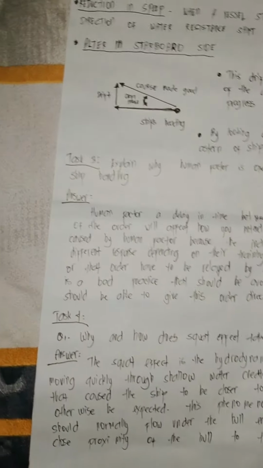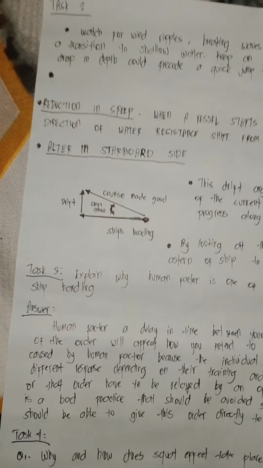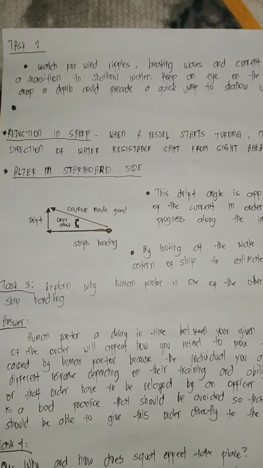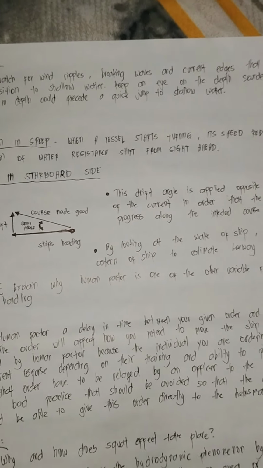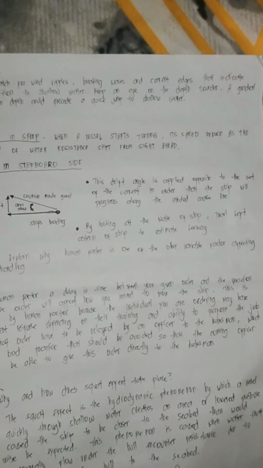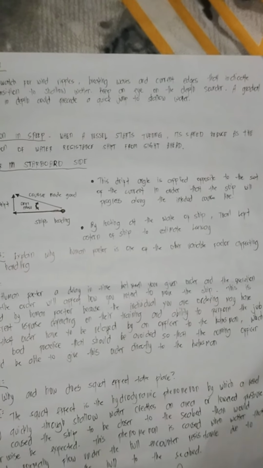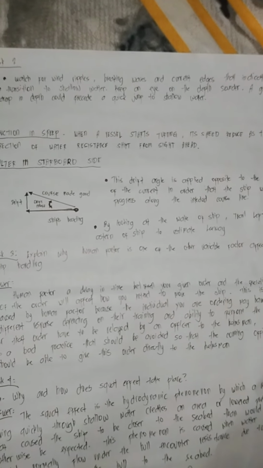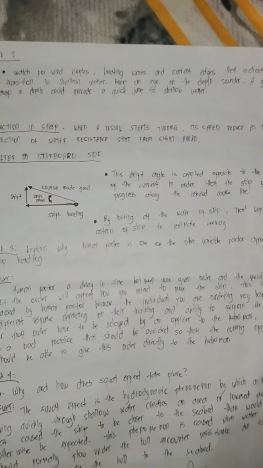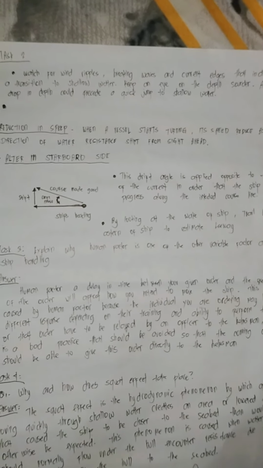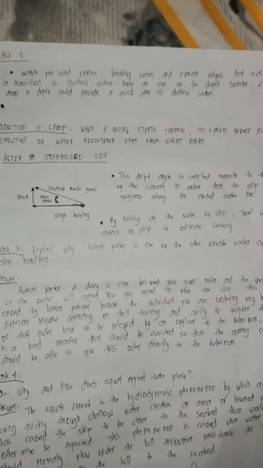Then Task 2, this is my answer. Look for wind ripples, breaking waves, and current edges that indicate a transition to shallow water. Keep an eye on the depth sounder: a gradual drop in depth may precede a quick jump to shallow water. Second, reduction in speed: when a vessel starts turning, its speed reduces as the direction of the water resistance shifts from right ahead. Third, alter to starboard side.